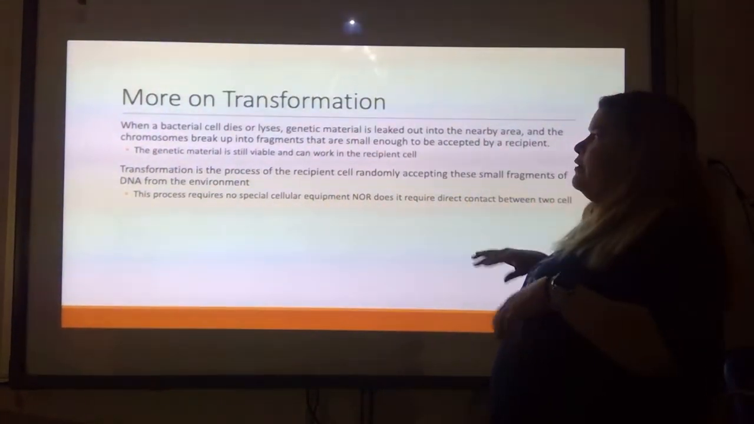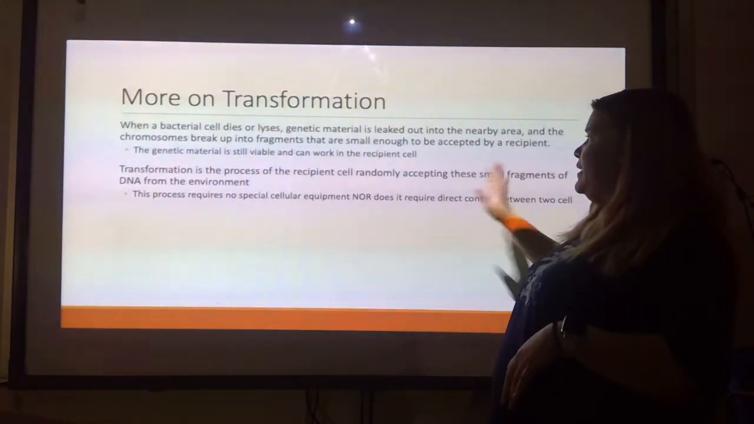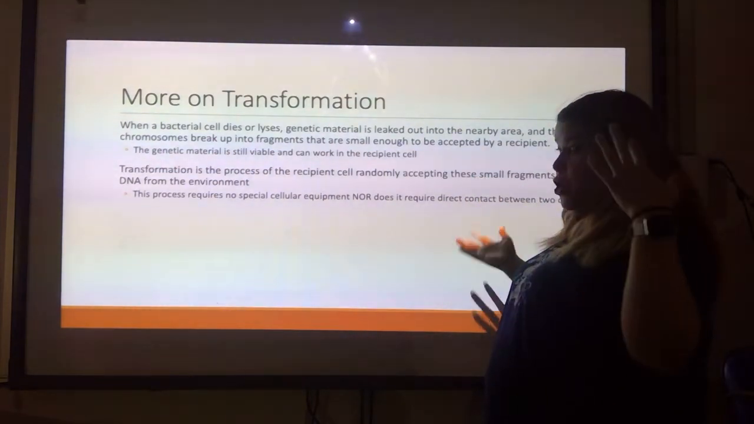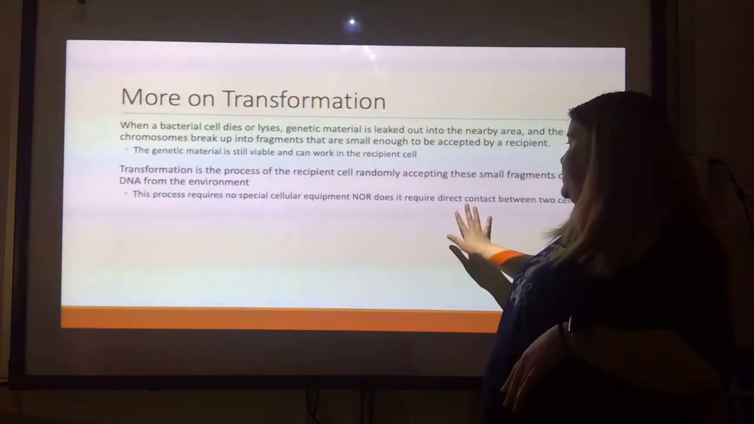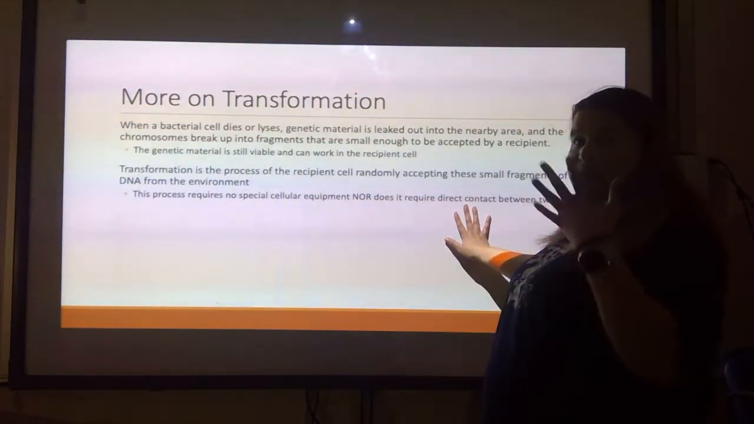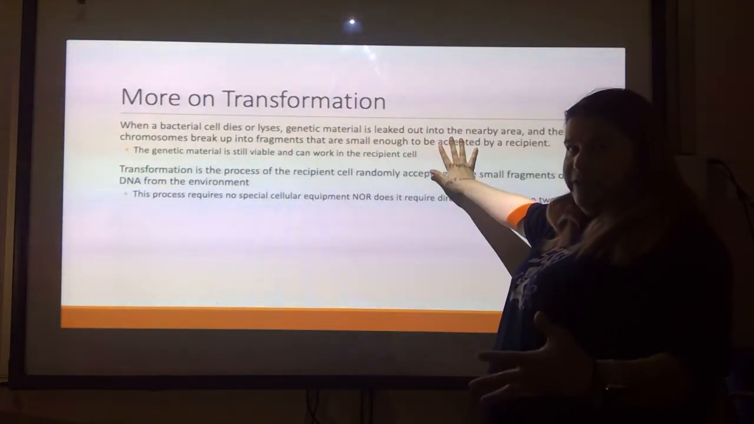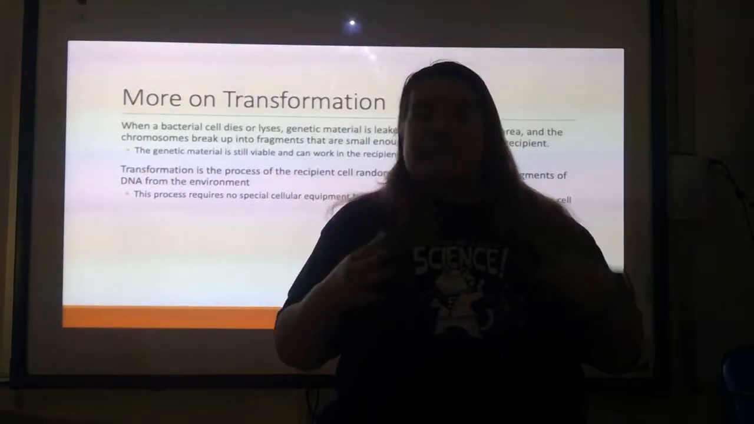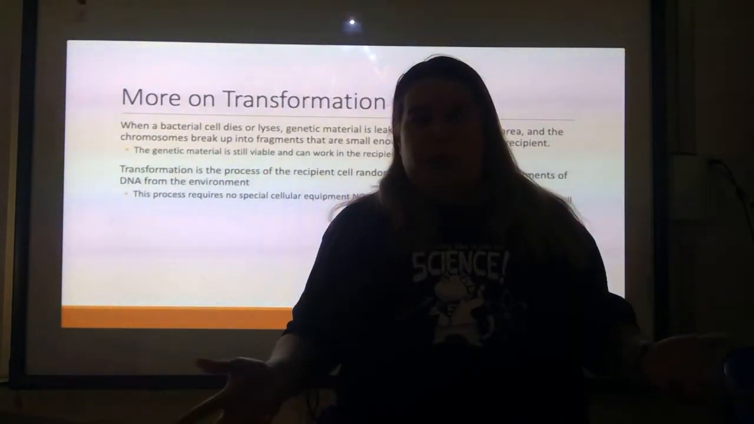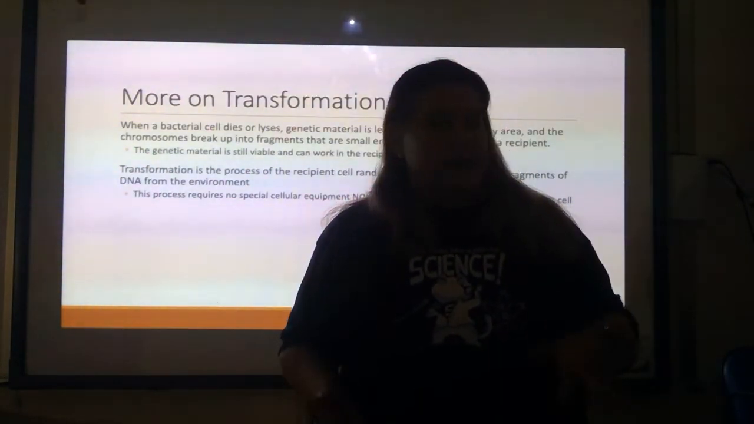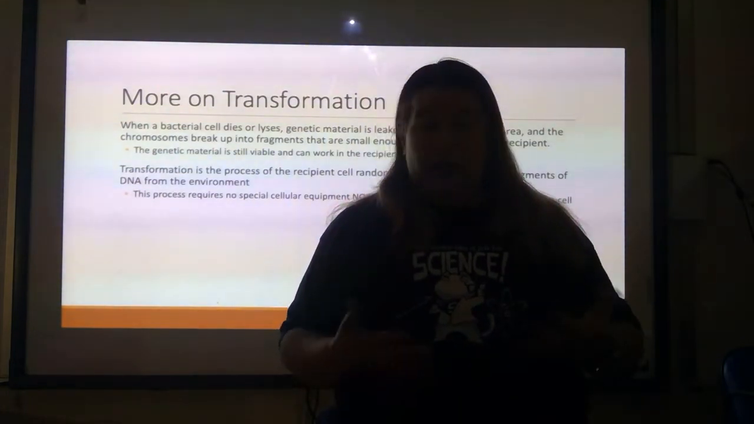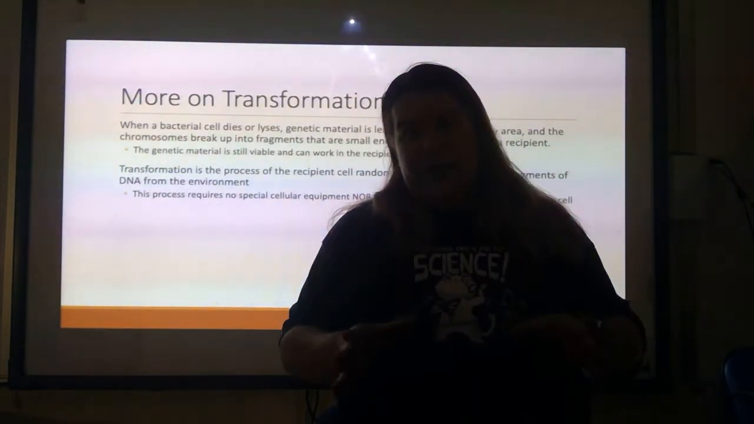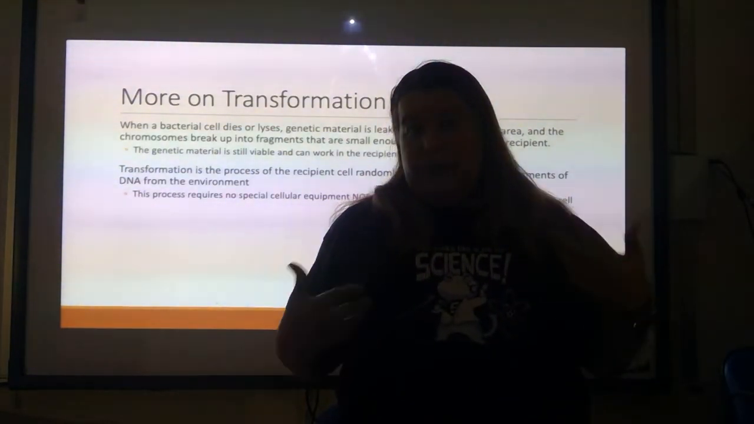Transformation is the process of the recipient cell randomly accepting these small fragments of DNA from the environment. The process requires no special cellular equipment, nor does it require direct contact with another cell. Literally, if that genetic material is lying around, it can just pick it up. Going back to it still being useful, it's like having a used book. The book doesn't become useless because somebody else read it. It's still useful as long as it has all the pages. With the fragments of DNA, as long as there's an entire gene from start to finish, it's useful for the thing that picks it up.